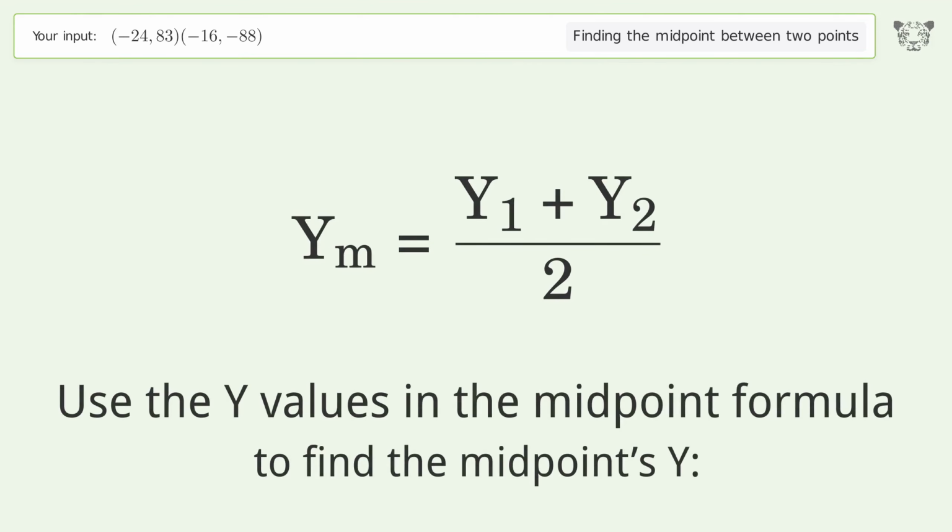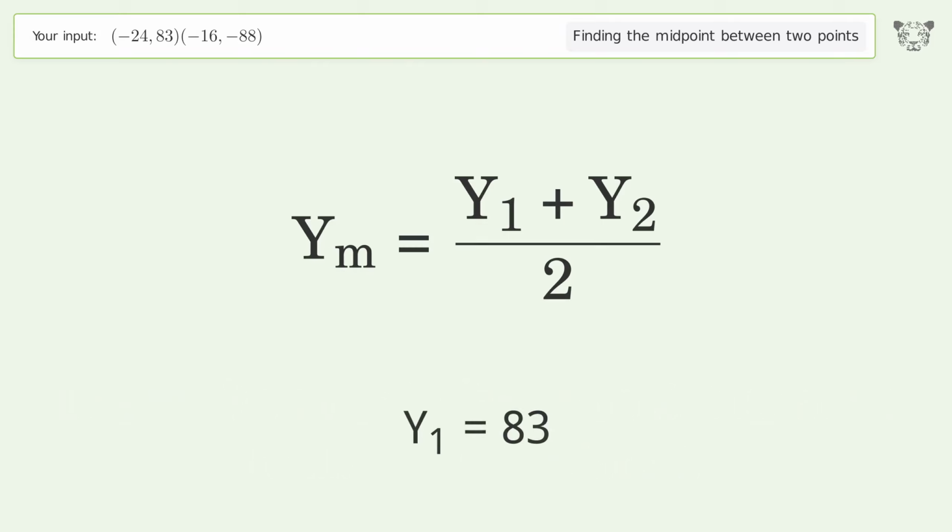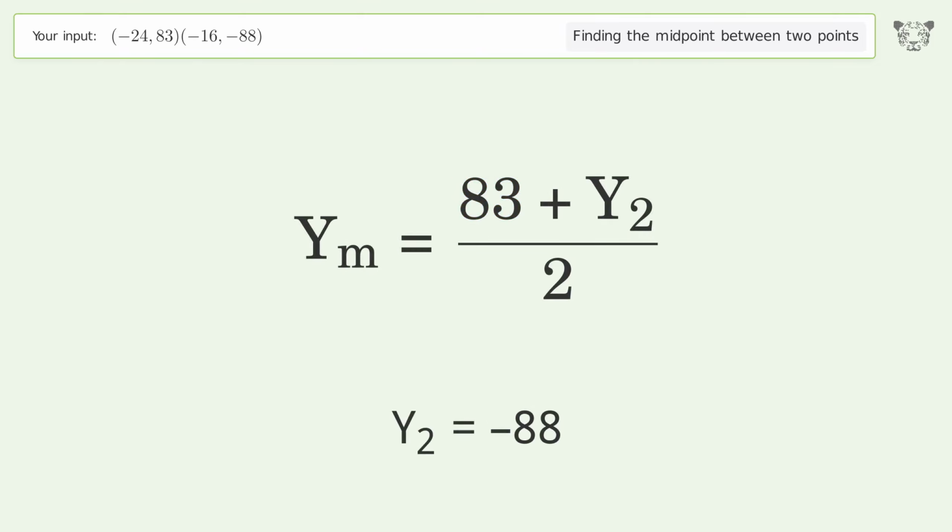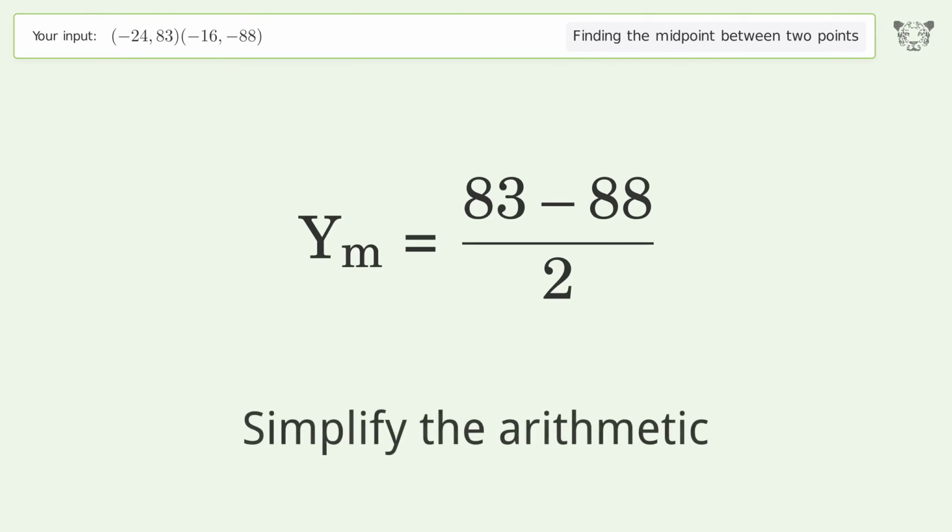Use the y values in the midpoint formula to find the midpoints y. y1 equals 83. y2 equals -88. Simplify the arithmetic.